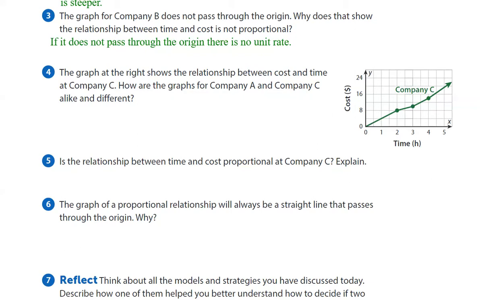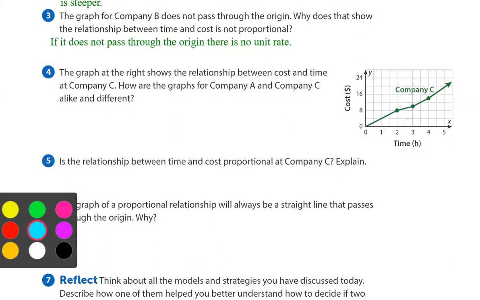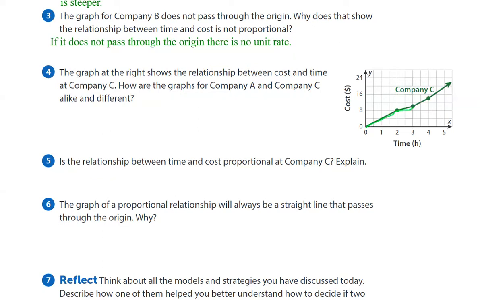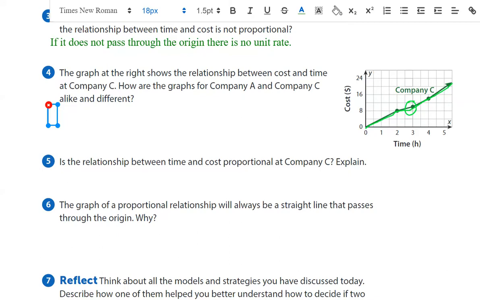Number 4, the graph at the right shows the relationship between cost and time at company C. How are the graphs for company A and company C alike and different? Okay, well, I think you can probably see already. It's not a straight line. It's got a little kink in it. They've got a little discount code. Rent for this many hours and get a little discount. Just enter the coupon code CARS. Okay, but they both pass through the origin.